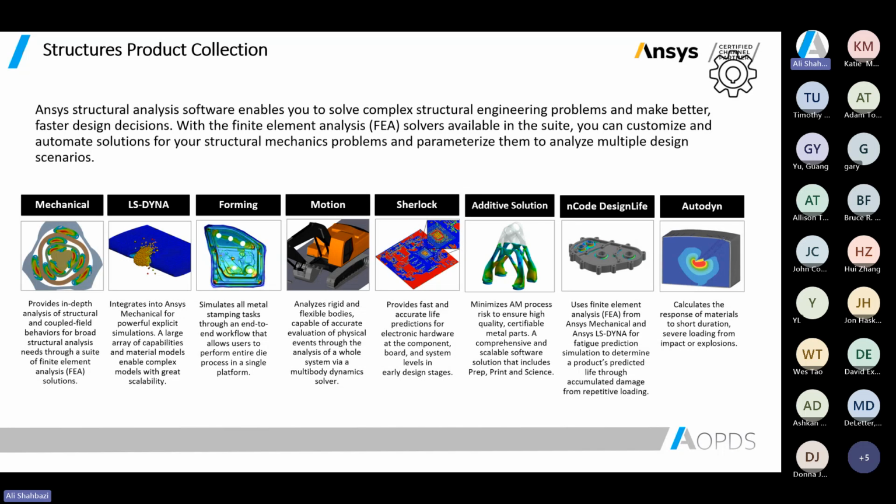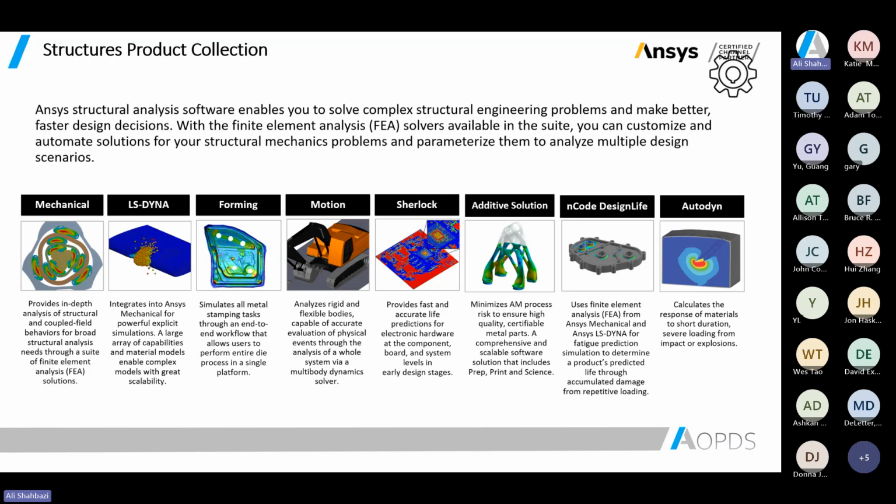So on the structural business unit or mechanical business unit, there are different tools here. We have Ansys Mechanical, which most of you are familiar with. We have LS-DYNA, which is our explicit solver. It's probably the industry standard for any explicit analysis. We have Ansys Forming, which has been used for sheet metal forming, and the solver for forming is the LS-DYNA explicit solver with an interface that is tailored towards forming applications.